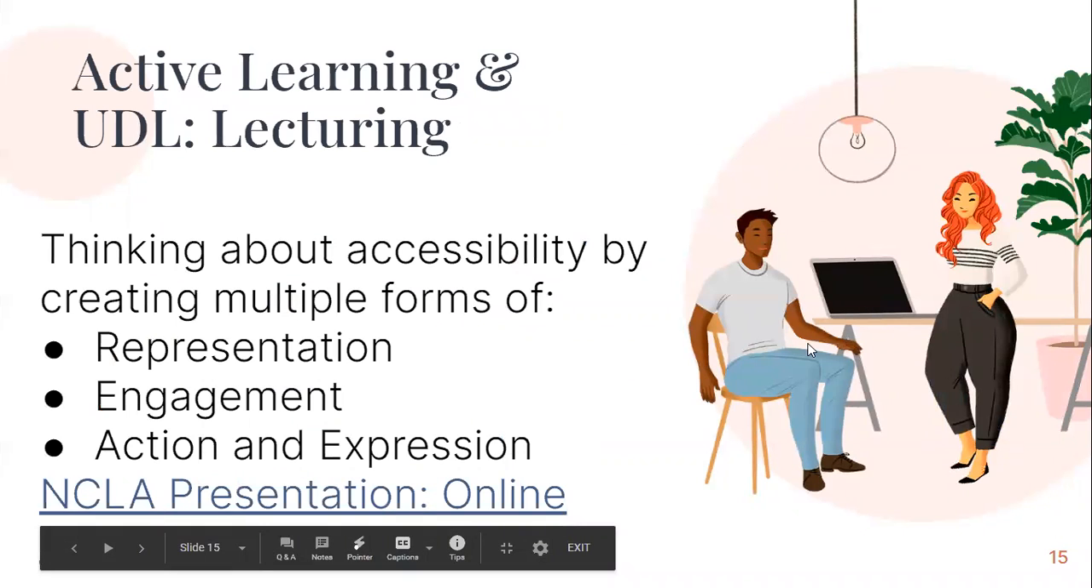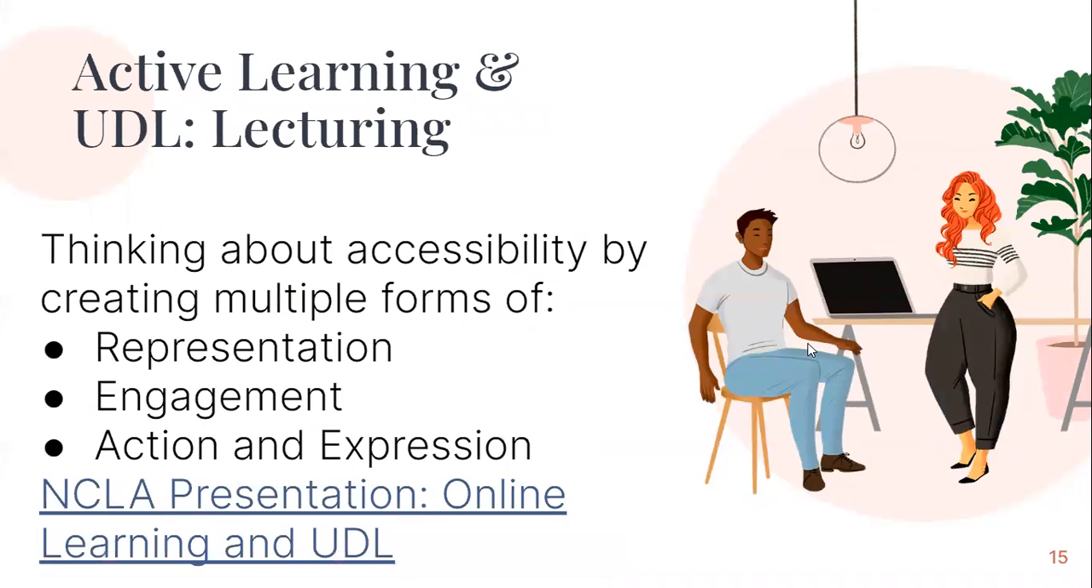When you're thinking about going beyond flipped learning, there's another thing to keep in mind with your lecturing style, with how you present online, which is connecting these active learning strategies, right? Engaging your participants with something called Universal Design for Learning, UDL. So thinking about accessibility is beyond just making sure a screen reader works on it. It also is thinking about accessibility by creating multiple forms of representation, engagement, action and expression.